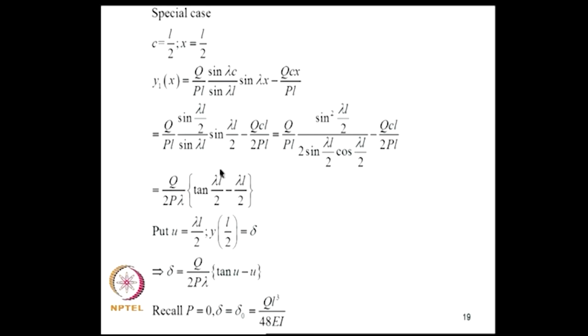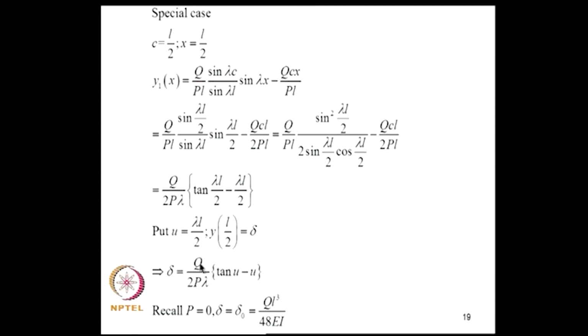Now, what I do is this parameter lambda L by 2 I will call it u. So, lambda itself is the square root of p by EI. So, lambda is a nonlinear function of p and u is this. So, now I also call y of L by 2 as delta. So, I get delta as q divided by 2p lambda into tan u minus u.